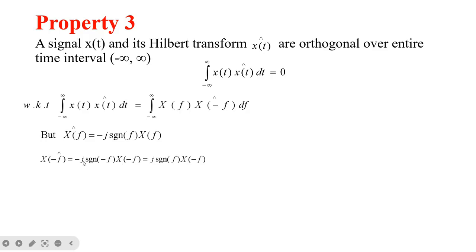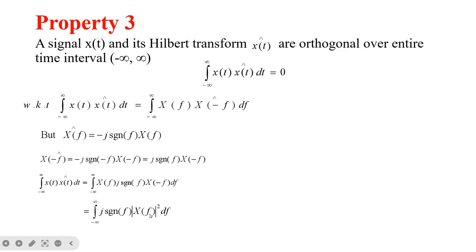Here we take the minus signs and multiply these two minus signs. Minus into minus will be plus. Then we get j as it is, signum function, X of minus f. Now we will substitute these two values in this equation. So here it is integration minus infinity to plus infinity of X of f, written as it is, and X cap of minus f, written as j signum function X of minus f, df. Now we can rewrite this equation as integration from minus infinity to plus infinity of j signum function into X of f times X of minus f, which can be written as magnitude of X of f whole square, df.